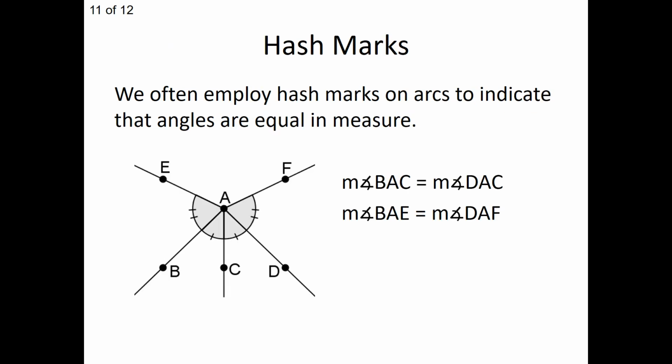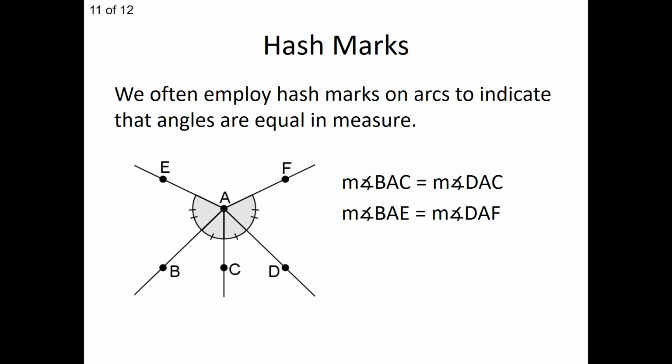Hash marks. We see hash marks that come up again. We saw hash marks denoting equality with segments. We're going to see hash marks again denoting the equality of angles. So in our diagram below, you see that we actually have two pairs of equal angles. Remember, hash marks tell a story. They tell the story of equality.